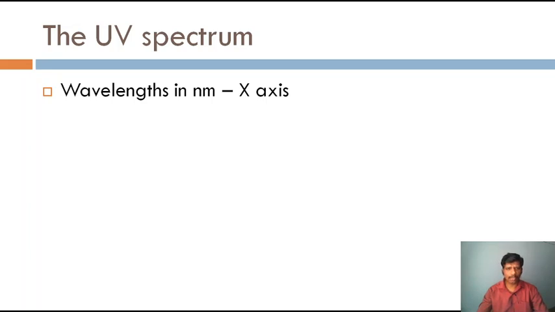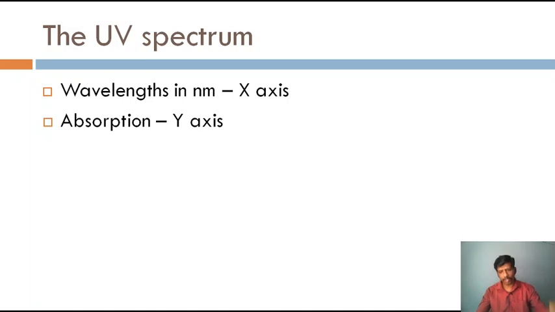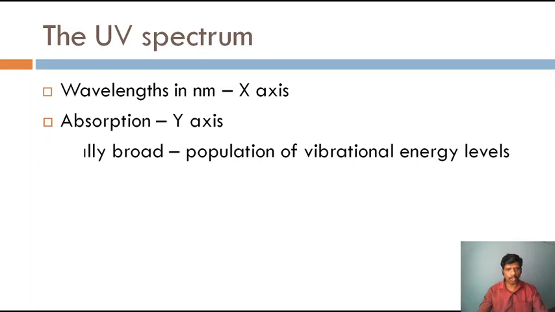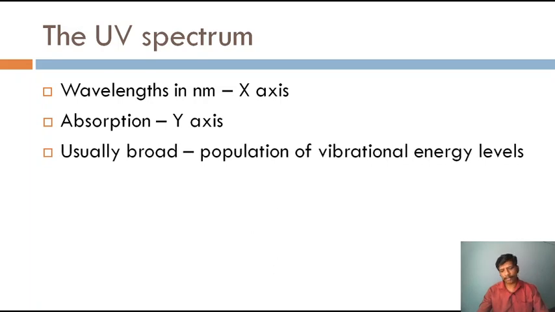If nanometer is on the x-axis and absorption is on the y-axis, then that spectrum is called a UV visible spectrum. It is an absorption spectrum, with the range in the UV visible region, from 200 to 800 nanometers or so. If you study absorbance in this region, it is called a UV visible spectrum. This is how it will look, and it is usually broad.